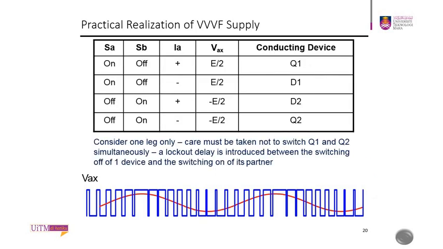So here, if you consider only one leg, you have your operation for the MOSFET, for the switches SA and SB. This will use the PWM method.